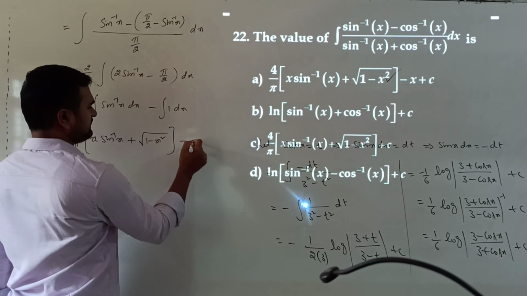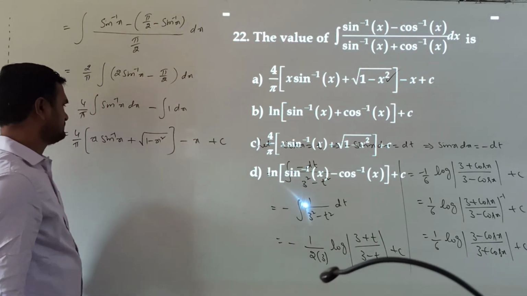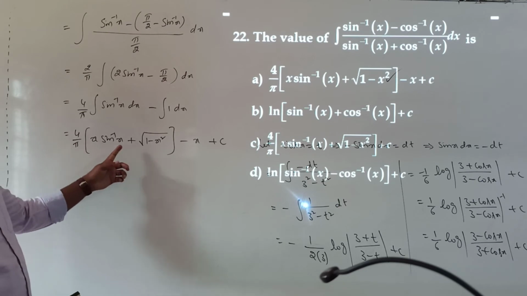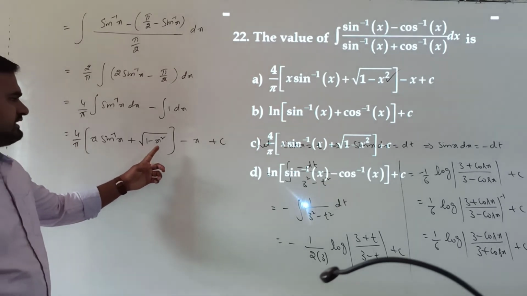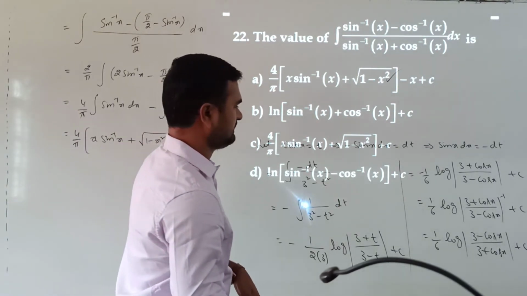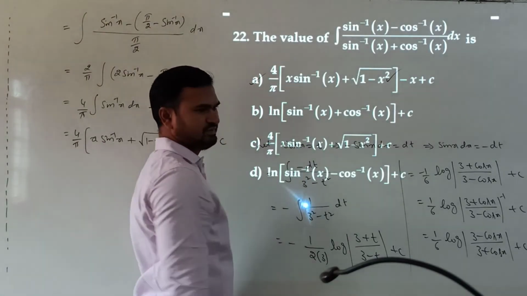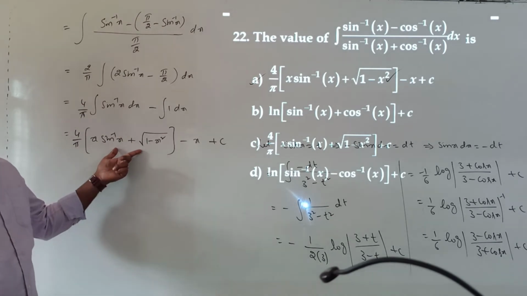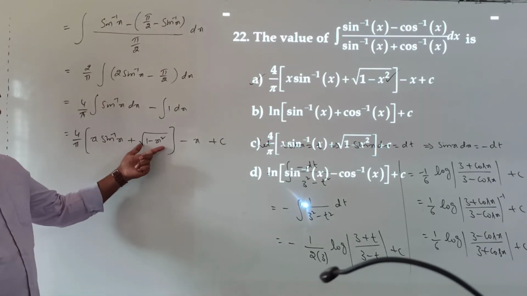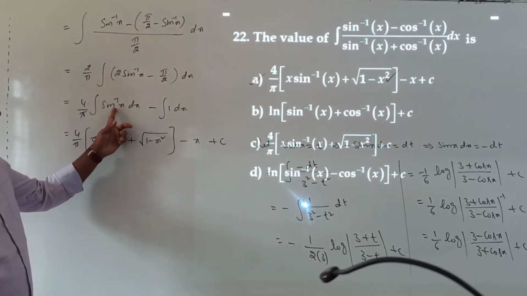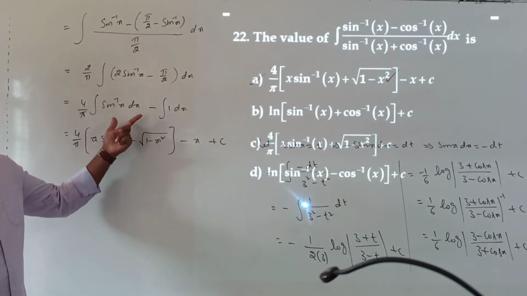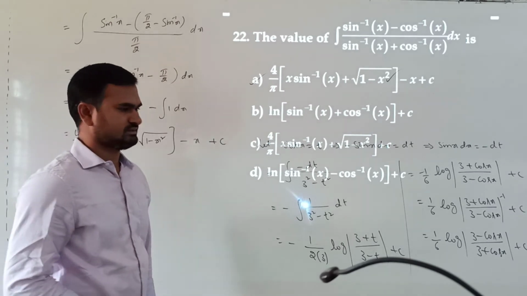Next, minus integral 1 is x, plus c. So the required answer is 4 by pi into x sin inverse x plus root of 1 minus x square minus x. First option will be correct. Okay. So you can remember the formula for integral sin inverse x, which is x sin inverse x plus root of 1 minus x square, or here take the second function as 1 and apply by parts. Within 2 steps we will get the answer.